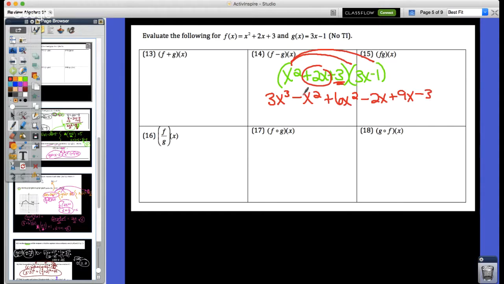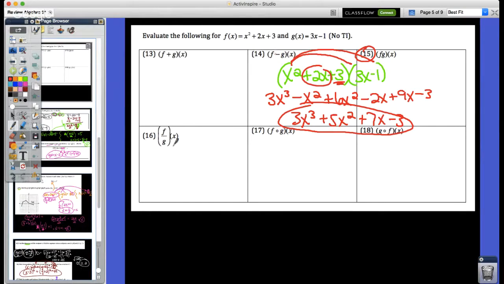So now we add like terms to get 3x to the third. Right here, this is negative 1 and plus 6. So we have positive 5x squared. Negative 2 plus 9 is plus 7x. And then minus 3 on the outside. So this whole thing would be the answer for number 15. Just giving you a heads up on that. Number 15, that's how you would do that one there.